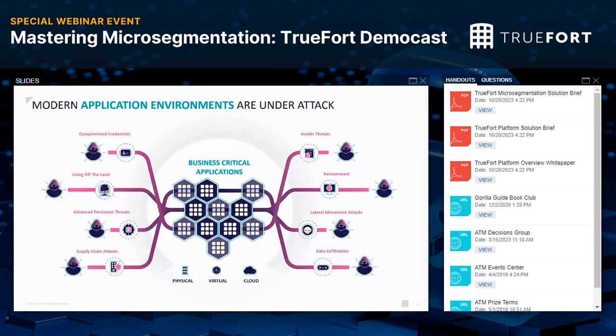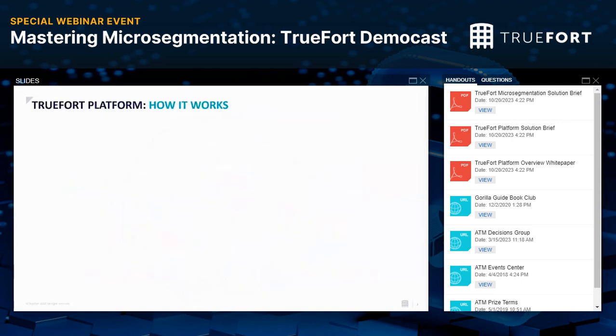So some of the verticals they go through: compromised credentials, living off the land, APTs and supply chain attacks, and insider threats, things like ransomware, spreading through lateral movement, and then finally data exfiltration. How do you protect from all of these different attacks inside of your network where your most critical business applications lie? And the simple answer to that is leveraging something like TrueFort.